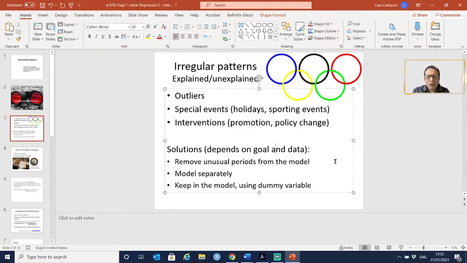So what are the solutions for these problems of outliers, special events, or interventions? The solutions are as follows: remove unusual periods from the model, so taking out the outliers, for instance. Obviously that has a cost. If you remove outliers from your time series, I think you need to explain why. I think it is more common to smooth the series by using moving averages.